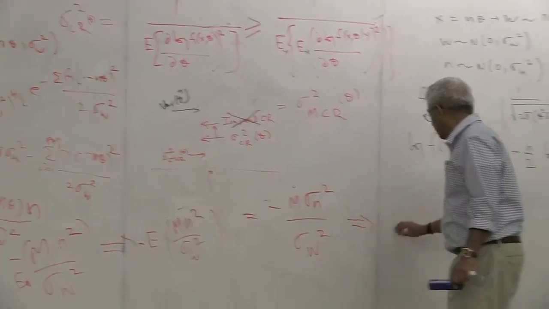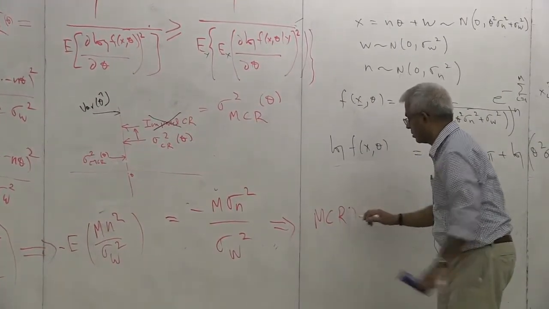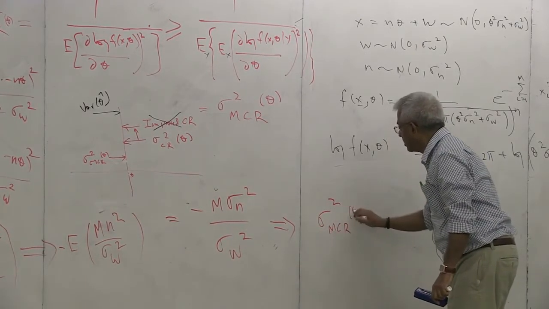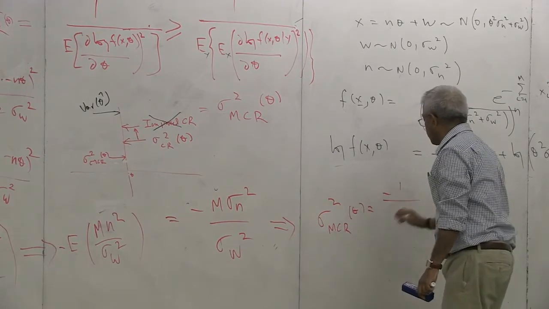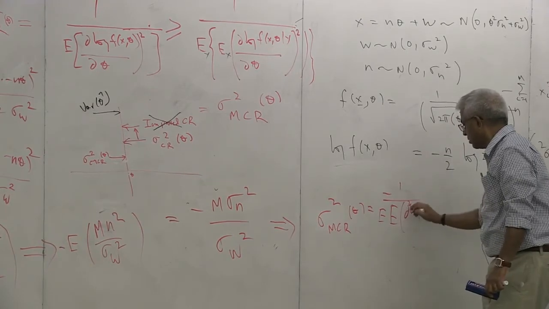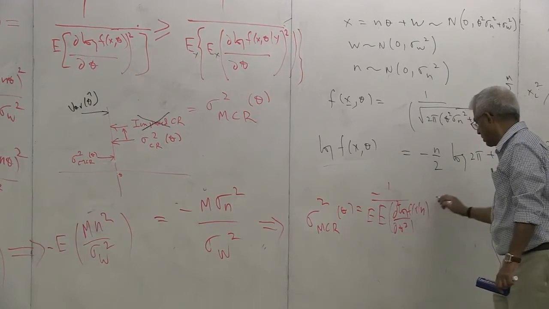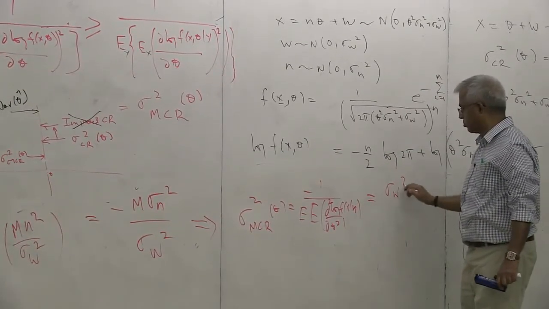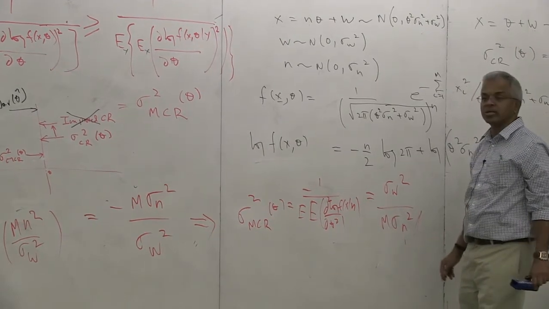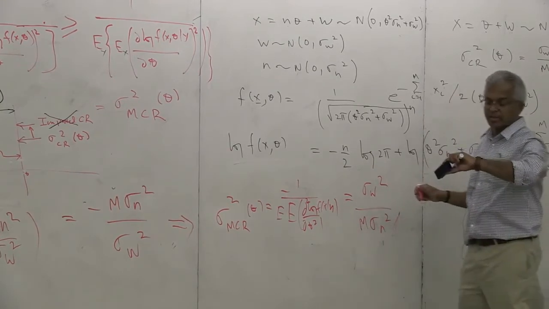So the modified Cramer Rao bound is what? You just flip it. So sigma squared modified Cramer Rao for theta is minus 1 over this double expectation of d squared log over d theta squared, which gives sigma w squared over m sigma n squared. Okay, so this was reasonably easy, right? Let's try to complete this, then I think we can.